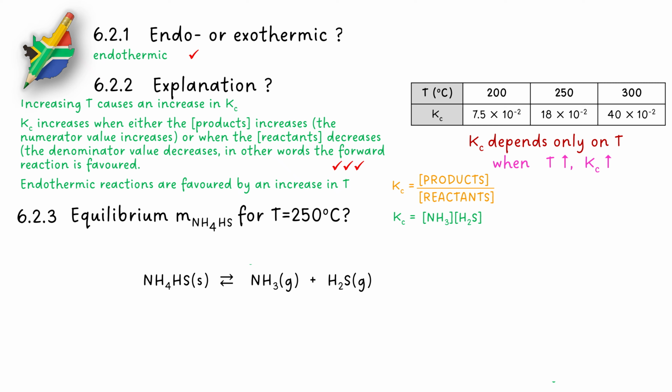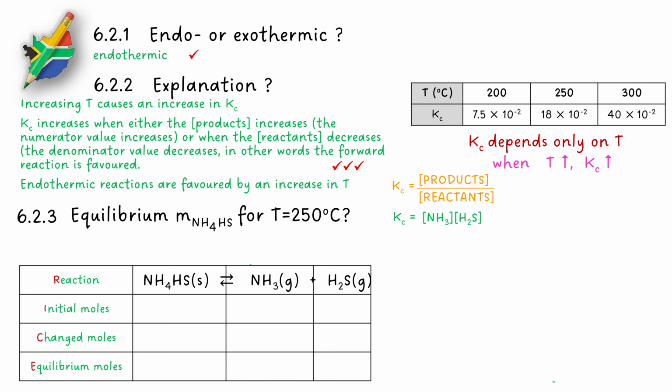Lastly, we must calculate the mass of the reactant, ammonium hydrogen sulfide, that exists at equilibrium when the temperature is 250 degrees Celsius. Whenever we need an equilibrium quantity of a substance, we probably will be needing a RICE table, where R is the reaction and stoichiometric ratio, which is 1:1:1. I is the initial moles of species present in the vessel. C is the changed moles, that is the moles of reactant used up, and the moles of product formed, and E is the equilibrium moles.